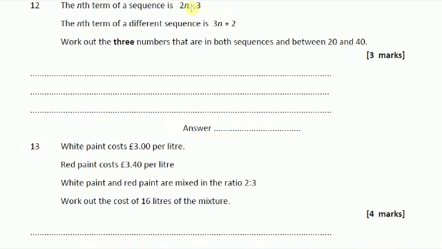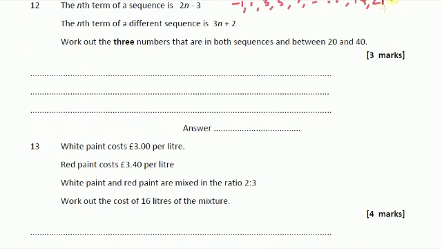Starting with n equal to 1, I get 2 minus 3, which is minus 1. N is 2, I get 4 minus 3 is 1. 3, I get 6 minus 3 is 3. And so on. I could carry on working them out. 8 minus 3 is 5. 10 minus 3, which is 7. Keep going. So on, as I say, they're just going up as the odd numbers.